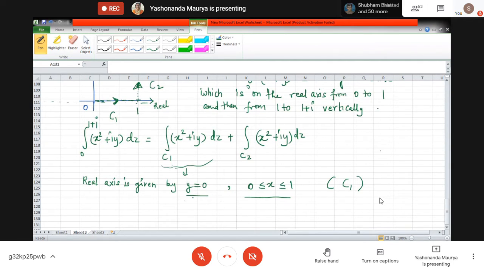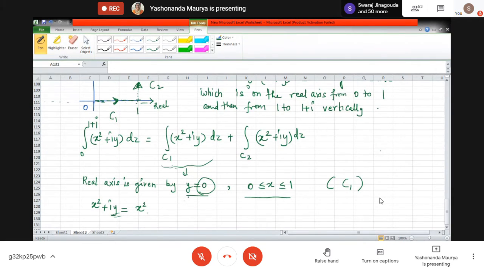If that is the case, what will be my function now? x square plus i y. What will this be? I have to put y equal to 0 now, because the curve along which we are integrating has y equal to 0. So this is nothing but x square, and this part is gone now, it is 0. So this is the function.